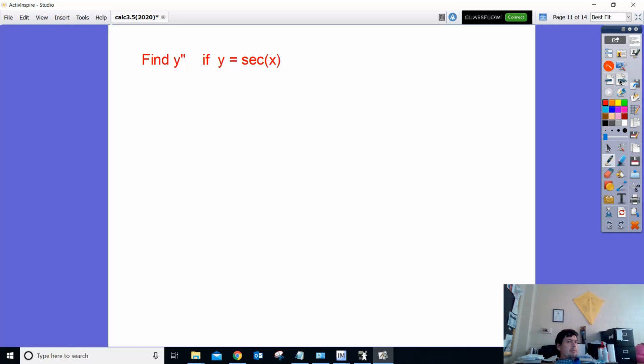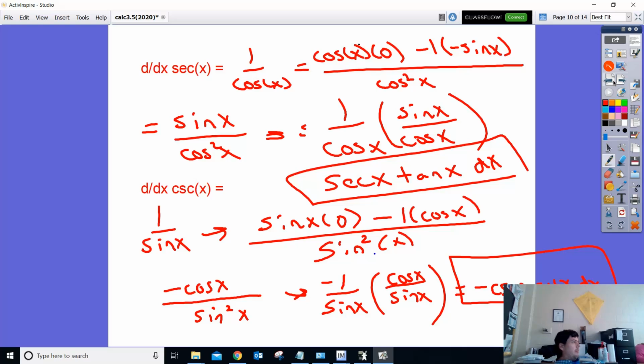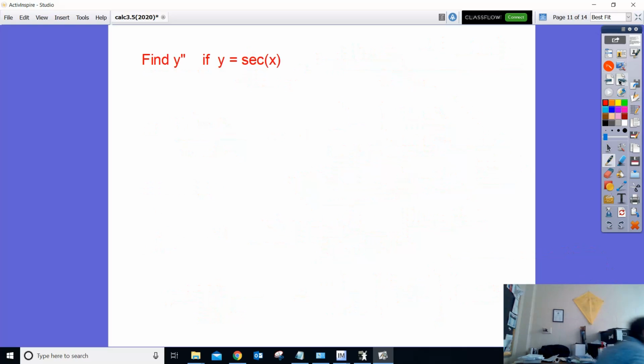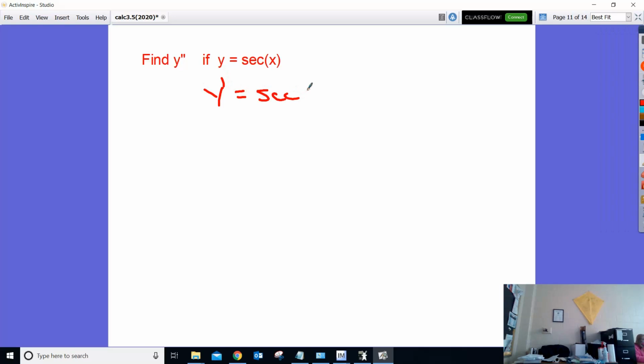All right, find y double prime if y equals secant of x. All right, so we scan through our notes. What's y prime going to be? Secant x tan x. Straight out of your notes. You got it memorized, even better. So y prime is secant of x, tangent of x. And don't worry about the dx right now, because x is really simple. When x is something like x squared or 3x or 4x, you got to worry about it. So secant x tangent x.